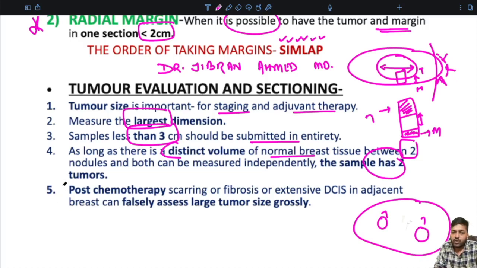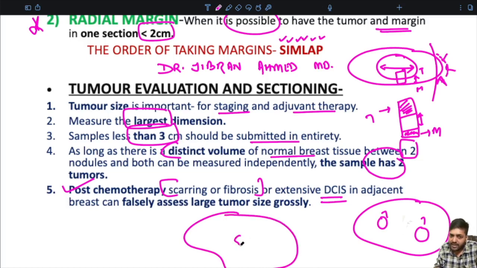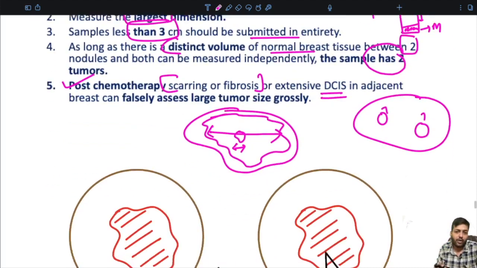Remember one thing: post-chemotherapy scarring or fibrosis or extensive DCIS in the adjacent breast can falsely suggest a large tumor size grossly. You should always take the history of whether any chemotherapy was received by the patient, because, for example, after chemotherapy the tumor size may be this much, but this much you can see is scarring. So you should not by mistake take the size of the tumor as this much. The size of the tumor remains like this. This is very, very important to understand.